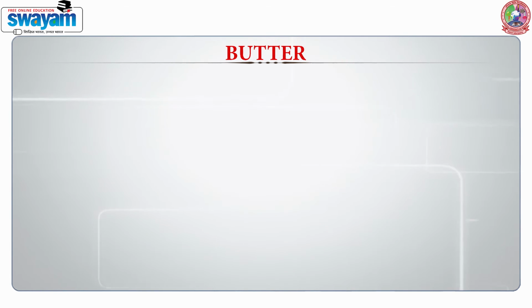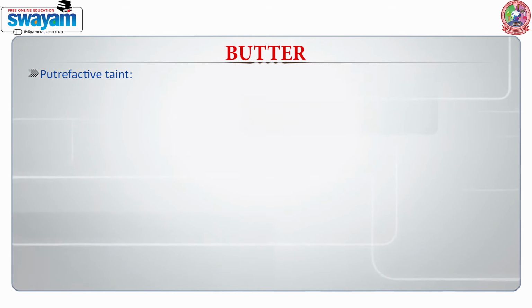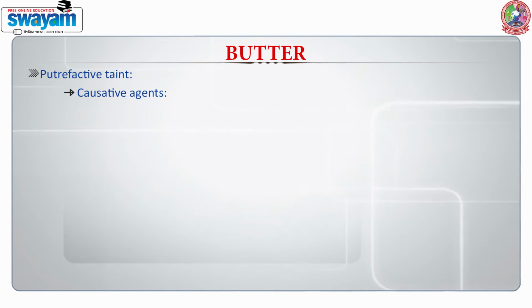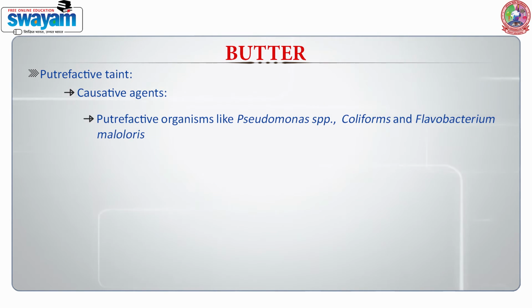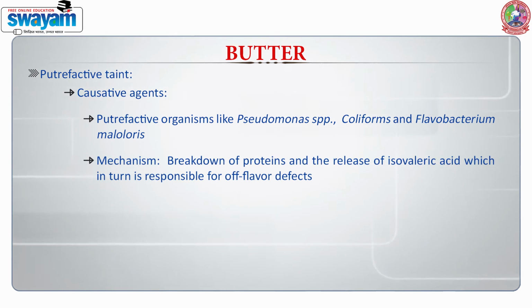Now coming over to the next defect, it is associated with butter, and butter is associated with various types of taints. Taints are nothing but various types of off flavors, and these are caused by various putrefactive organisms like Pseudomonas species, coliforms and Flavobacterium. These taints are usually due to the breakdown of proteins, and there is a release of isovaleric acid which is in turn responsible for off flavor defects.